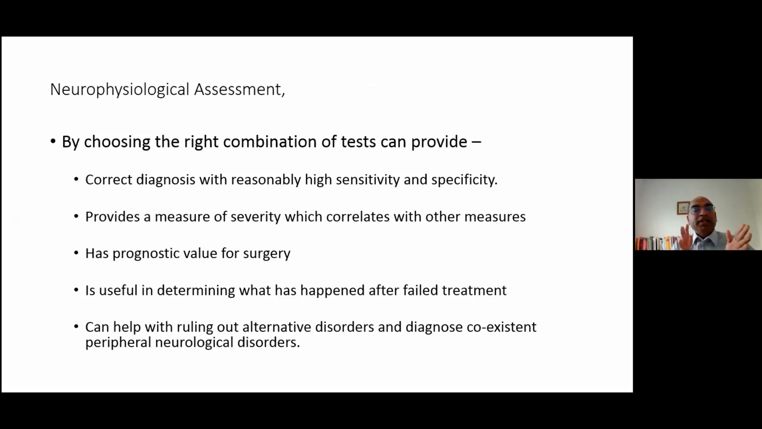This is my final slide for the neurophysiological aspect before moving to a couple of slides for ultrasound. By choosing the correct combination of neurophysiological tests, we can give support for carpal tunnel syndrome with high sensitivity and high specificity. And it provides a quantitative, objective measure of severity, which correlates with other measures like clinical symptoms, functional impairment, and surgical outcome.